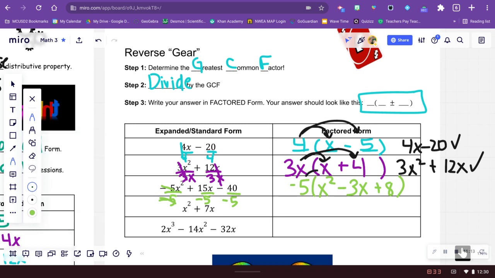And like always, we can check our answer and make sure we get back to what we started with. -5x squared plus 15x, and then -40.